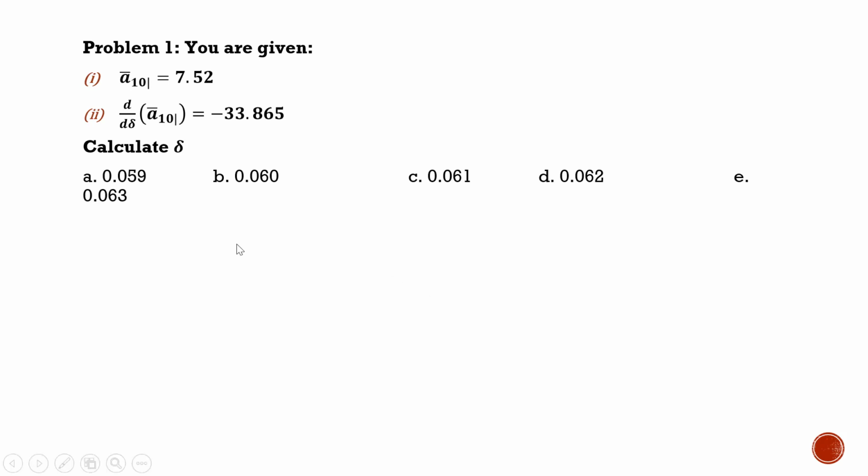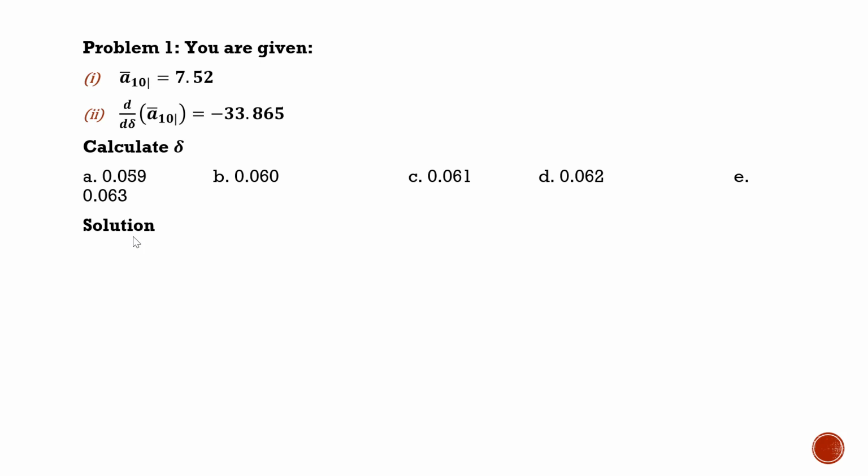So let's look at the third problem. You are given a continuous annuity of n-year periods is 7.52. The derivative with respect to delta of this annuity is negative 33.865, and the question asks you to calculate delta.